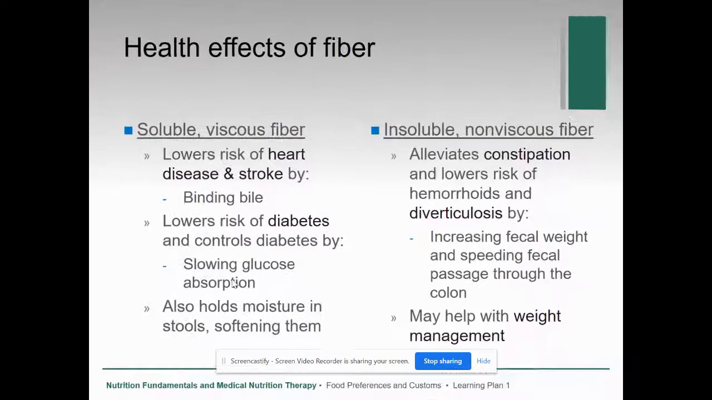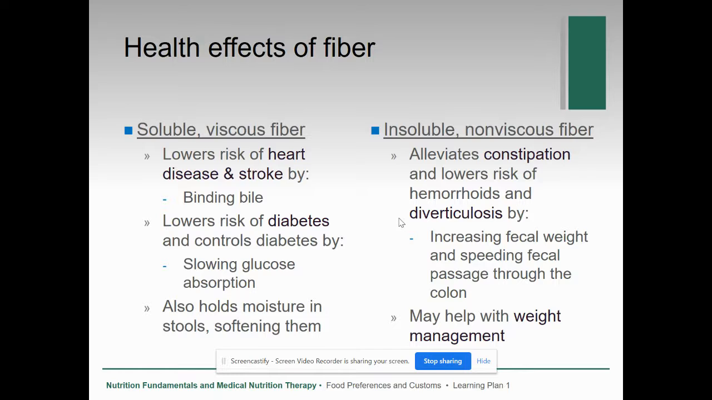So here's more of those health benefits. Our soluble fiber helps with decreasing our risk for heart disease, controls blood sugars, and also holds moisture in stools so it softens them. So someone that has painful, hard stools that are difficult to pass, soluble fiber can help soften that stool, making it less difficult. The insoluble decreases our risk for constipation, hemorrhoids, and then diverticulosis.